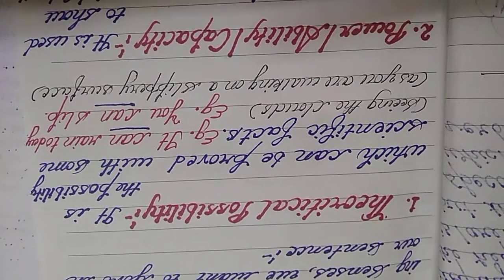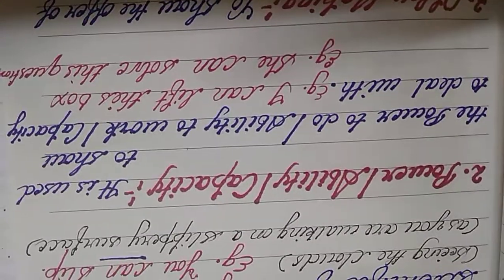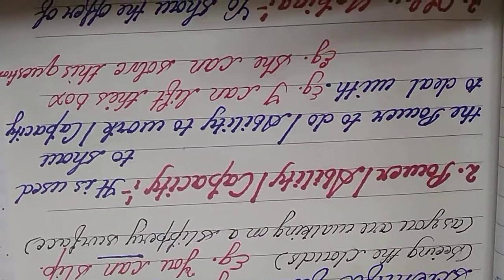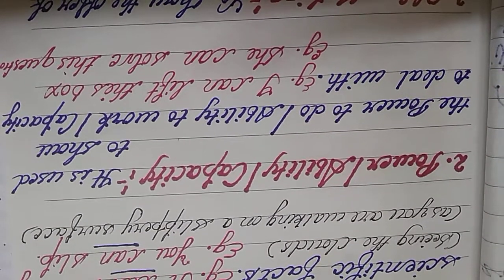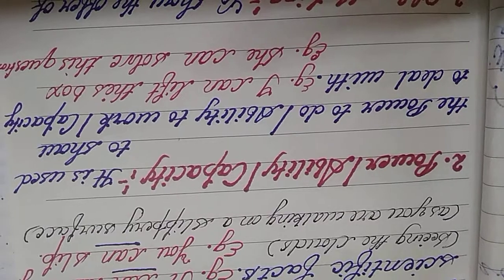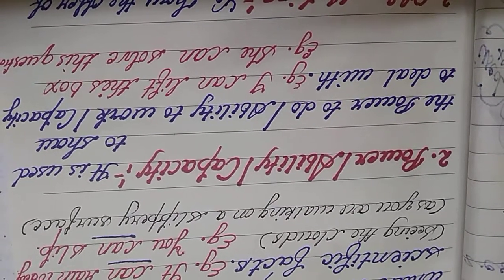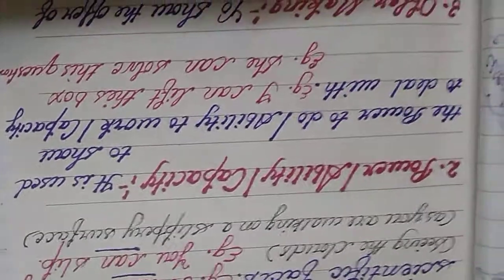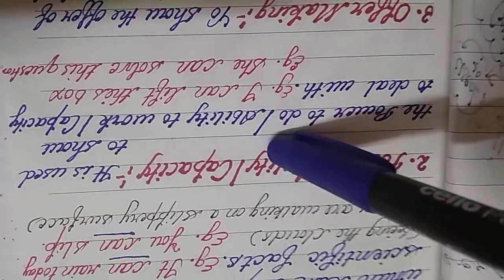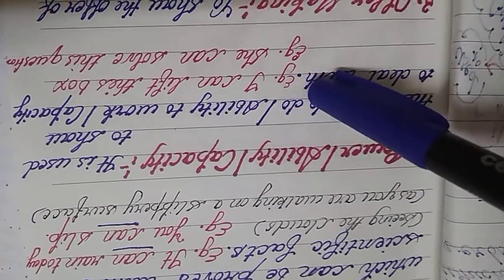So this is the first use of can. Now the second use of can is power, ability, capacity. That means whenever we have to show these three things, power, ability, capacity of ours, whether it is mental power or physical power, whether it is ability or capacity, it is used to show the power to do, ability to work, capacity to deal with.